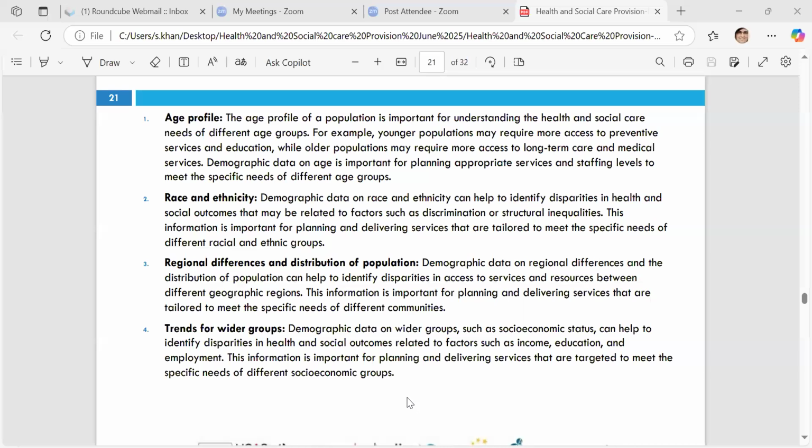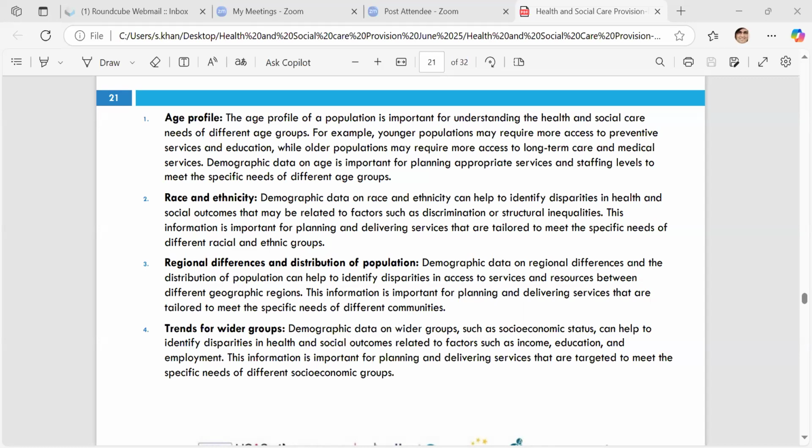The next one is the aging profile of the population, and there's a greater need for health and social care services and social support services. A younger population may require more investment in education and childcare, whereas an older one may require more important areas of healthcare and long-term medication, and it would look at the age groups in regards to that.